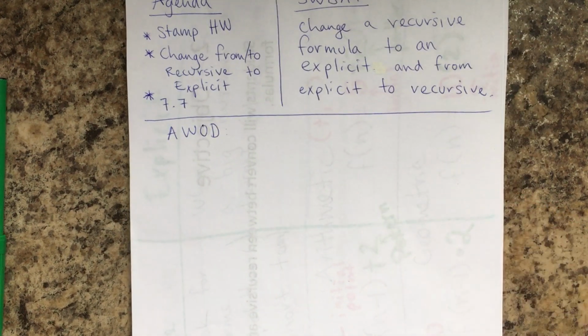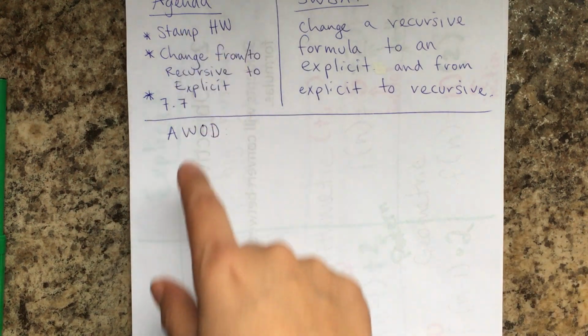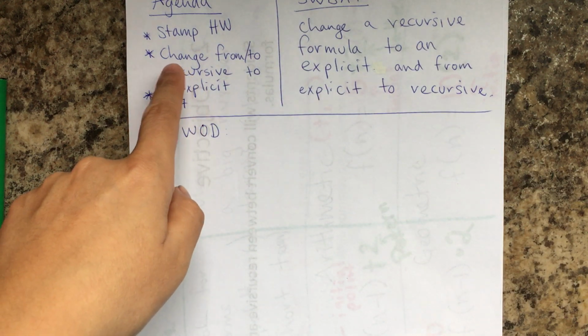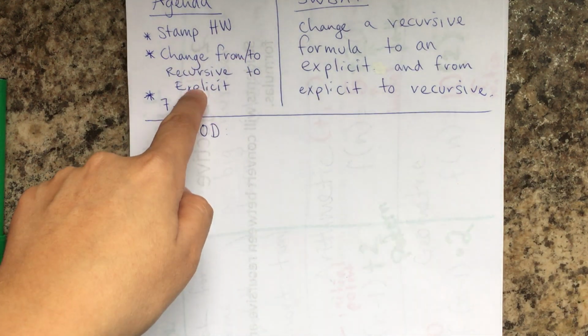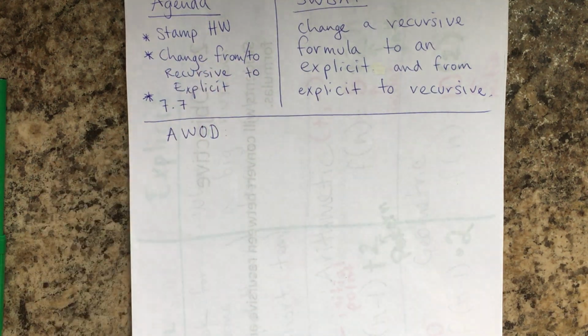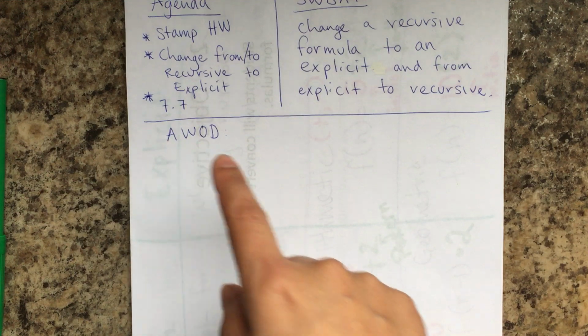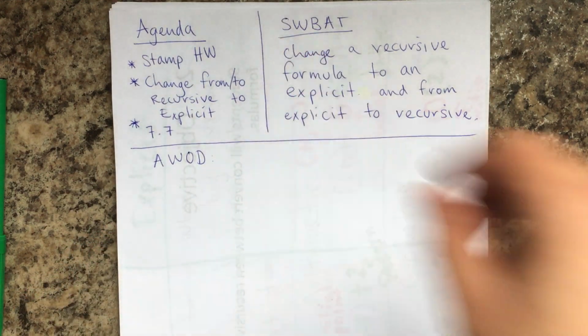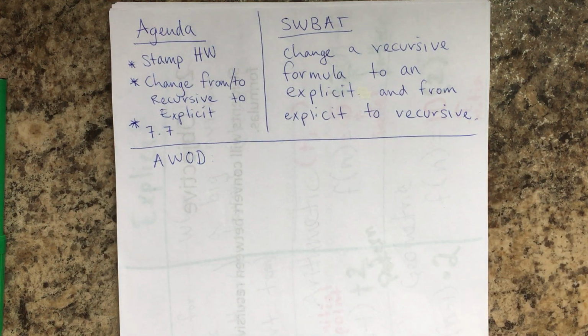Hello students, today's agenda is to check your homework and we're going to change from recursive formula to explicit and from explicit to recursive, and you will be able to do 7.7. Today students will be able to change a recursive formula to an explicit and from explicit to recursive.